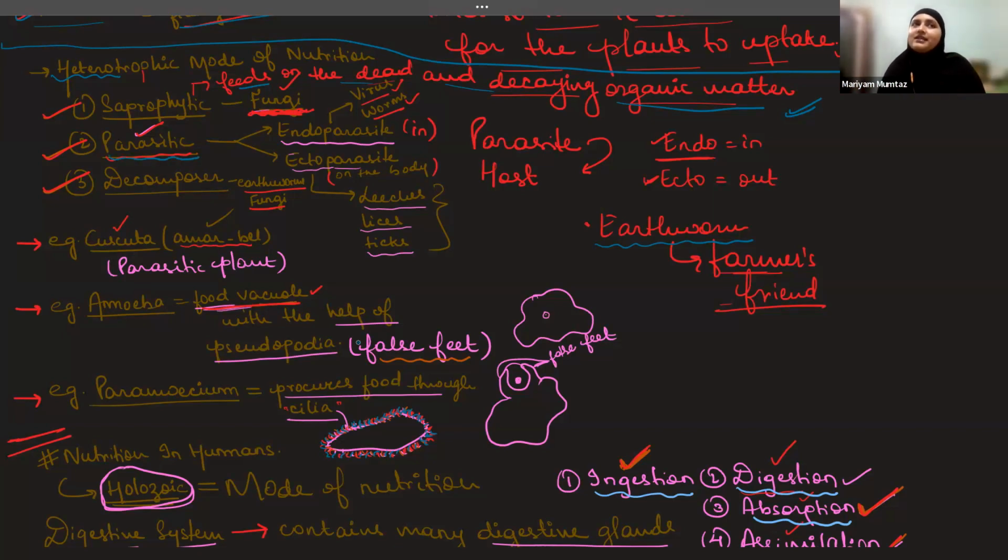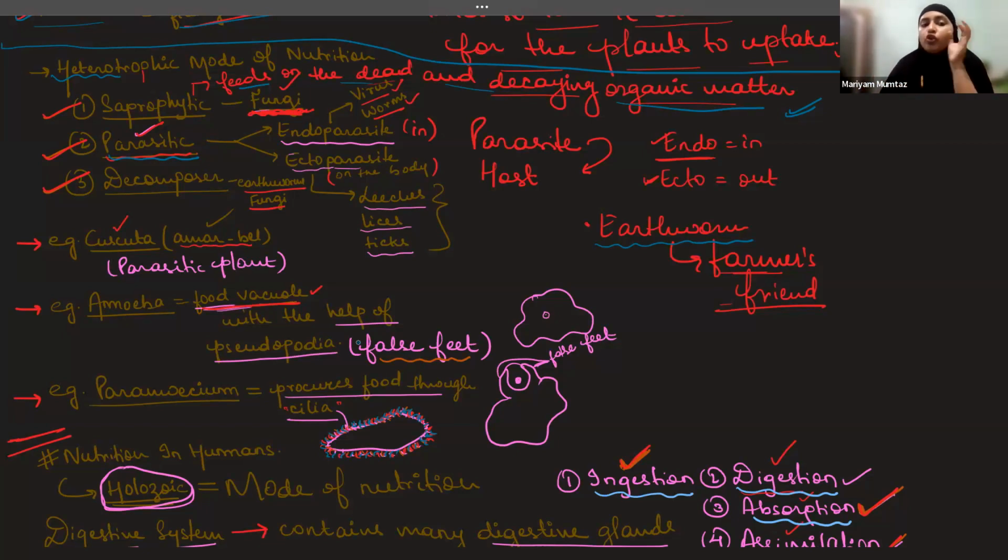Now, what is a parasite? Any kind of organism that harms another organism. There are two types of organism: a parasite and then a host. The parasite can be present on the host or it can be present in the host. Both conditions can be there. And it will harm the host, meaning it derives its nutrition from the host organism.